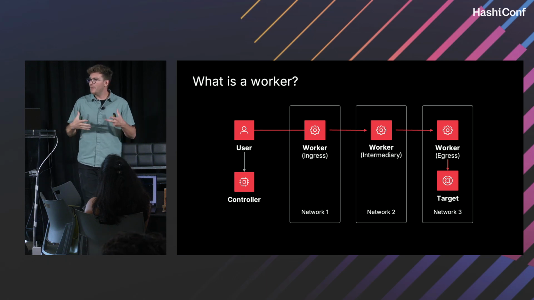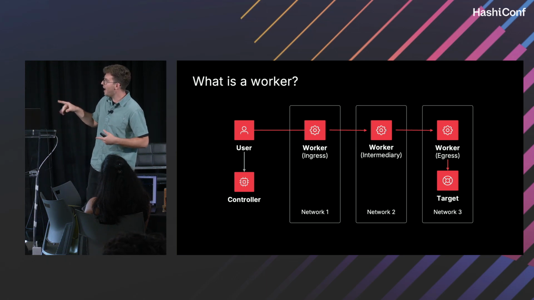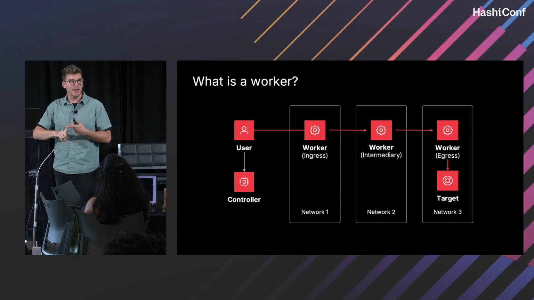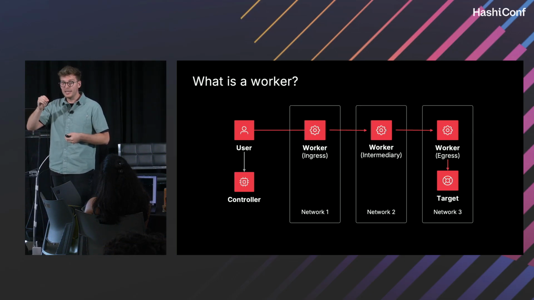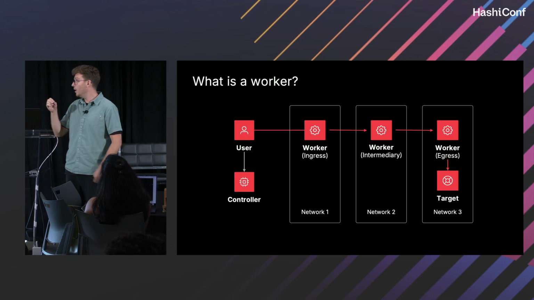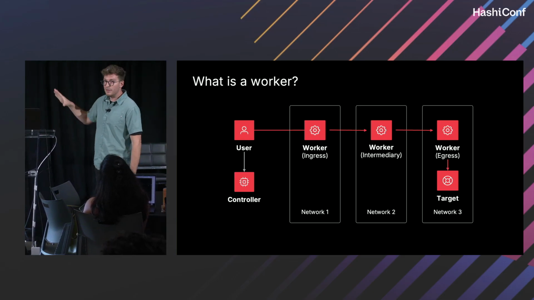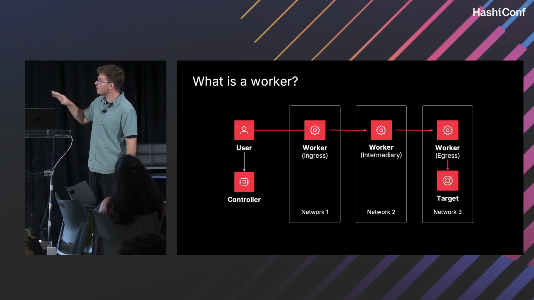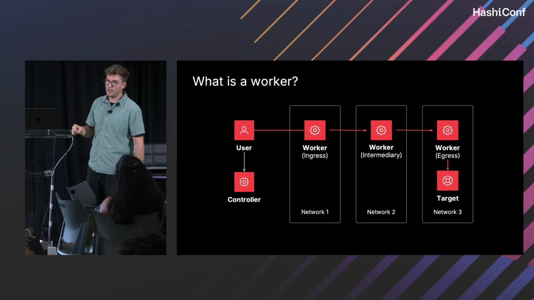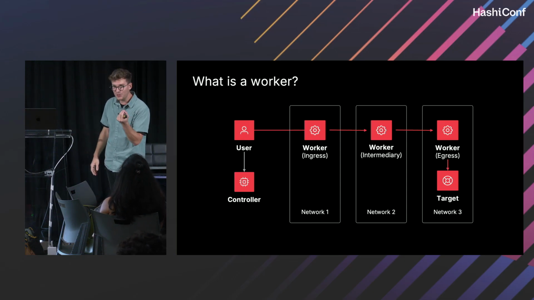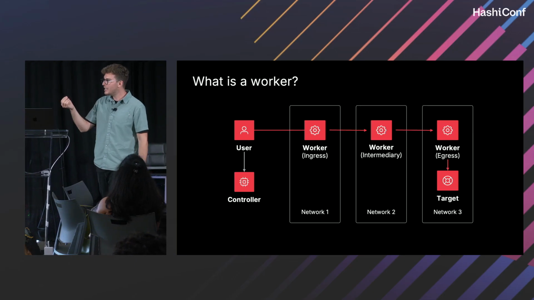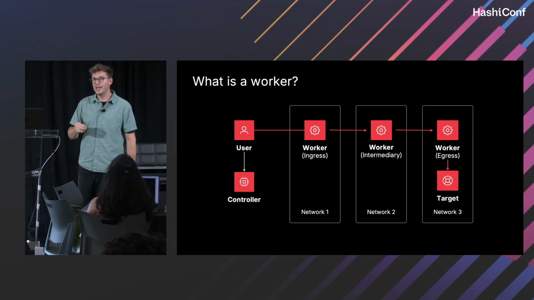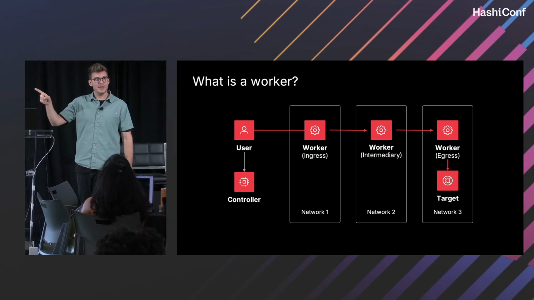In Boundary, you're going to hear about different types of workers. The ingress worker provides that periphery level access to the network, the first level of ingress into a network. Then there are any number of intermediate workers that help you complete the next hop into the network until you finally reach the egress worker, which has access to the target. Just like networking, you're familiar with these terms: the ingress worker into the network, egress with access to the target. Anyone have any questions about that so far?